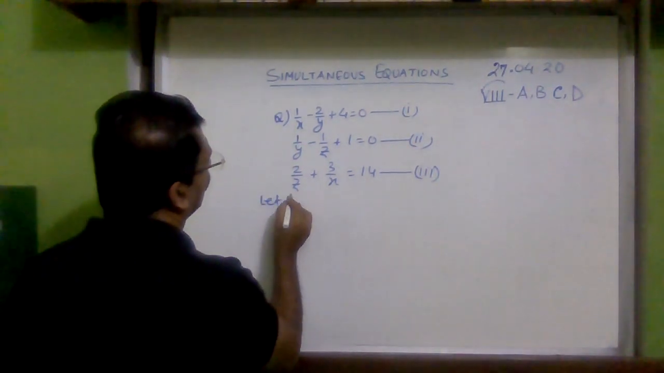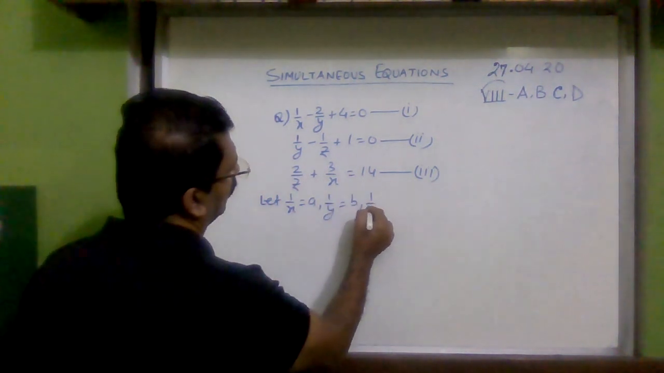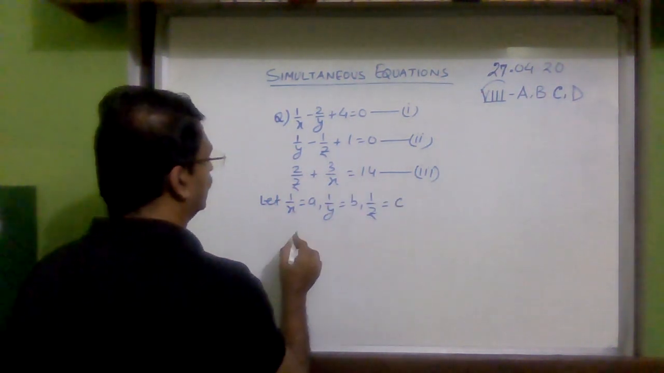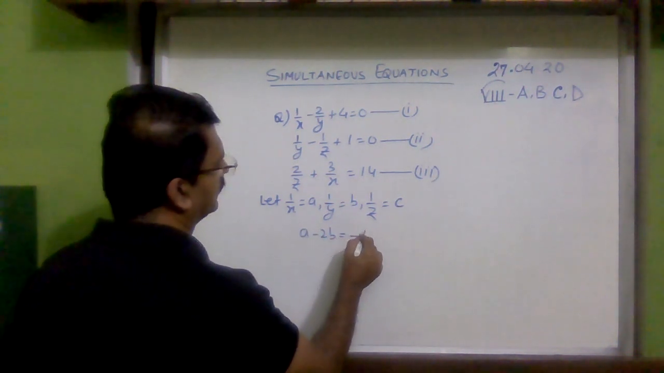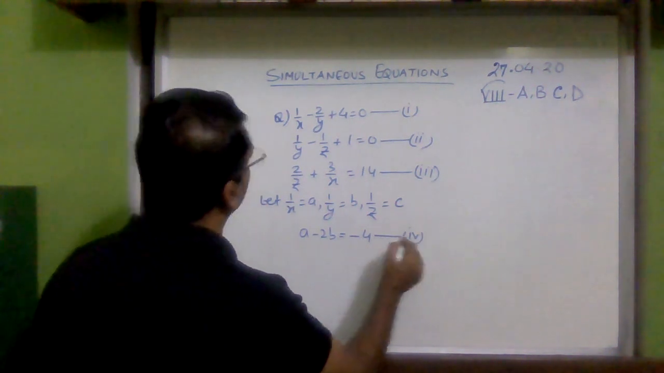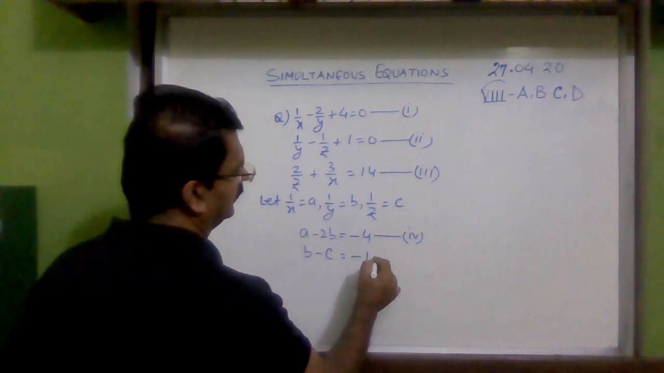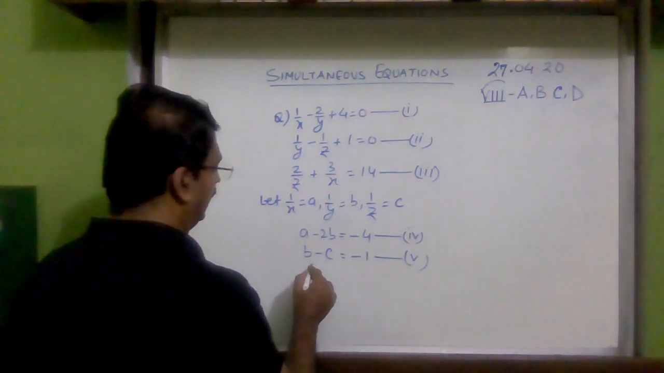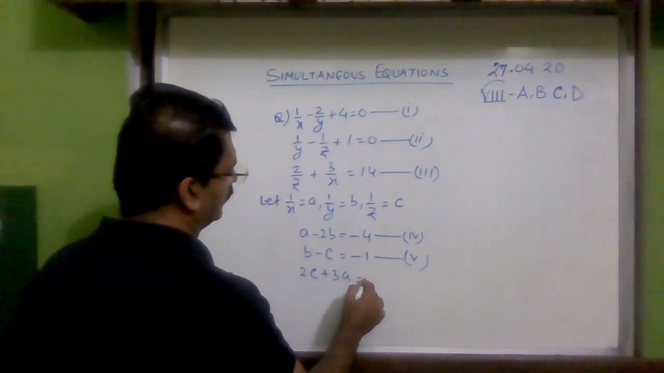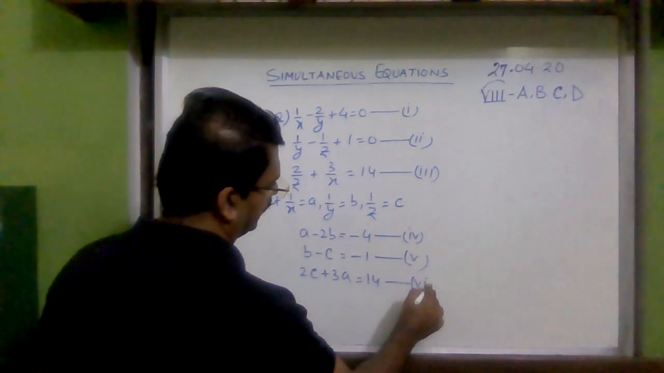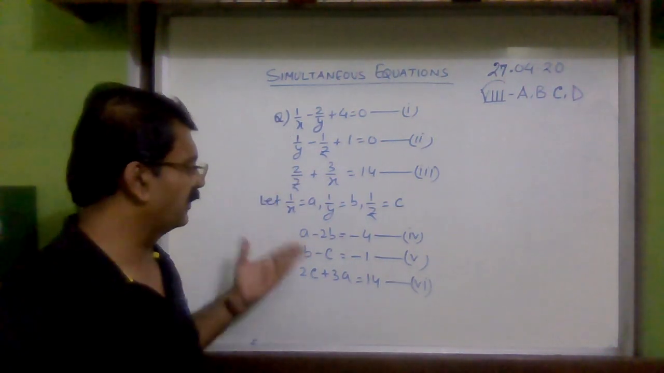Let 1 upon x is equal to a, 1 upon y is equal to b, 1 upon z is equal to c. So a minus 2b is equal to minus 4, that is equation number 4. Then b minus c is equal to minus 1, that is equation number 5. And then 2c plus 3a is equal to 14, that is equation number 6. So we have a new set of equations 4, 5 and 6.